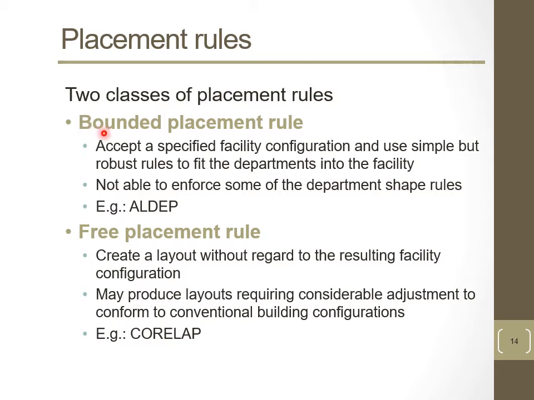The second one, the alternative to this bounded placement rule, is the free placement rule. In this free placement rule, you forget about the shape or the size of your total layout. You just place the individual departments without considering the boundaries, and you come up with an initial design. Then you modify the design to fit into your shape. Okay, and CORELAP can be given as an example of this. Again, we will show these ALDEP and CORELAP in more detail.